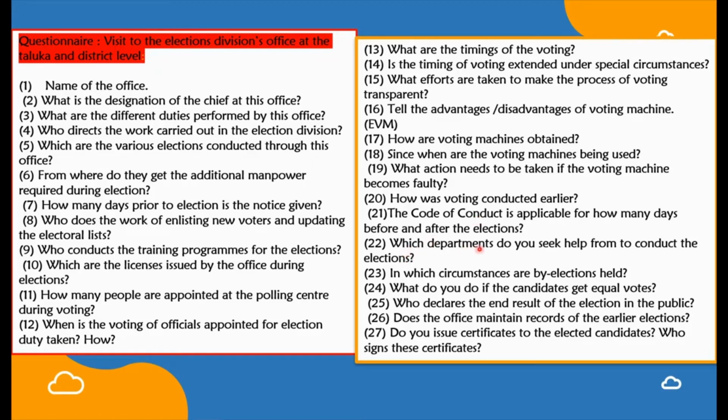Which departments do you seek help from to conduct the election? In which circumstances are by-elections held? What do you do if the candidates get equal votes? Who declares the end result of the election in public? Does the office maintain records of the earlier elections? Do you issue certificates to the elected candidates? And who signs these certificates?